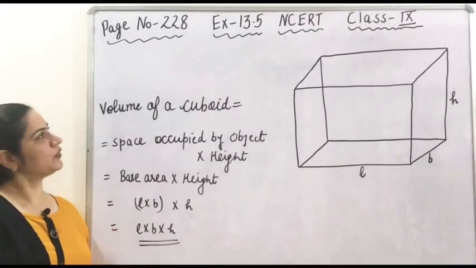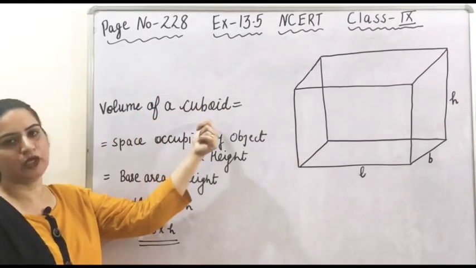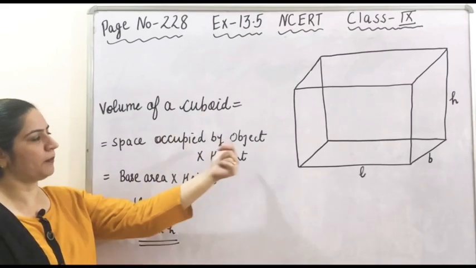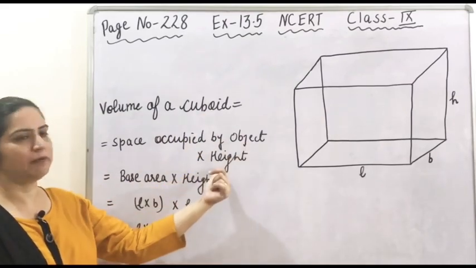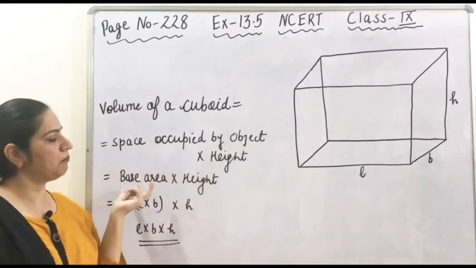Good morning students. Today we will start exercise 13.5. This exercise is based on the volume of a cuboid, and the volume of the cuboid is the space occupied by the object multiplied by its height, and the space occupied by the object is the base area.